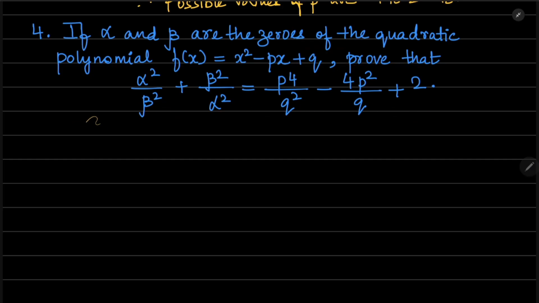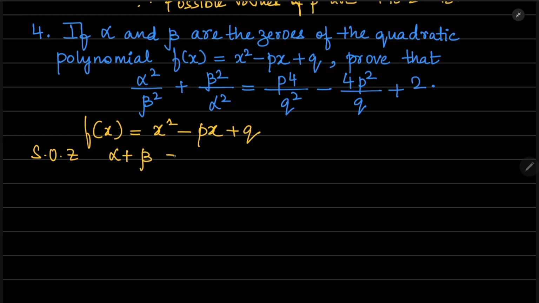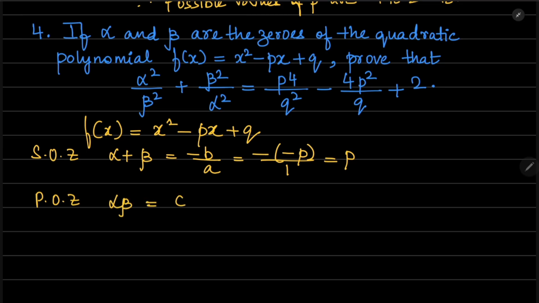First of all, let us write the given polynomial, that is x square minus px plus q. Immediately first write the sum of the zeros. Alpha plus beta is equal to minus b by a. That is equal to minus of b, which is minus p by 1, which is nothing but just p. The product of the zeros, alpha beta, is equal to c by a. C is q, a is 1, which is just q.